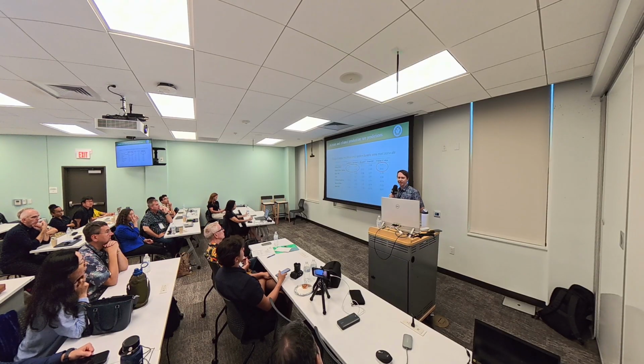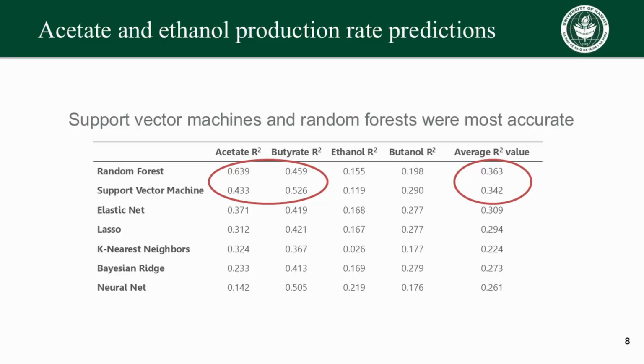And pretty much we see that the random forest and support vector machine algorithms fit the best. And these are not exactly the most complicated models, but for limited training data, we find that using simpler models that are easier to understand is more beneficial.